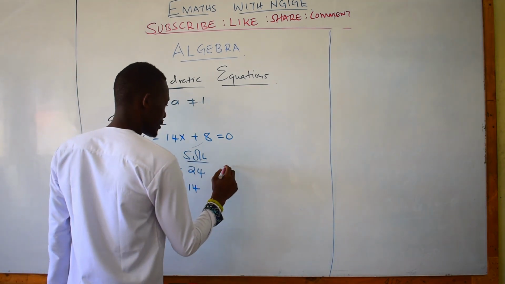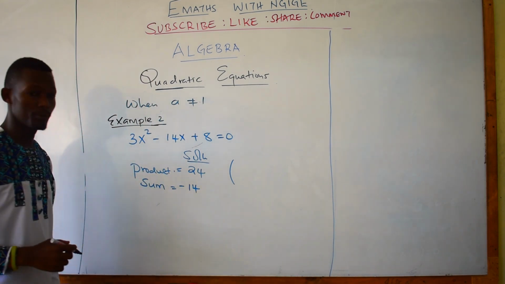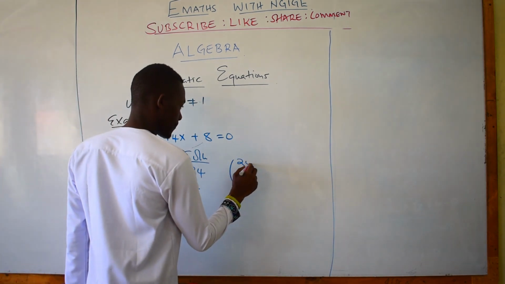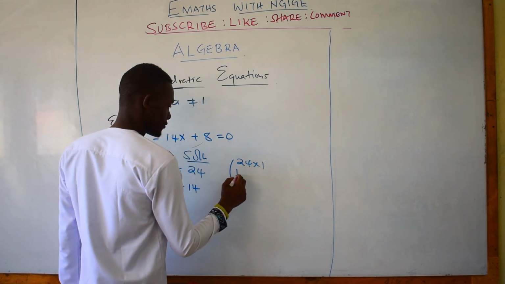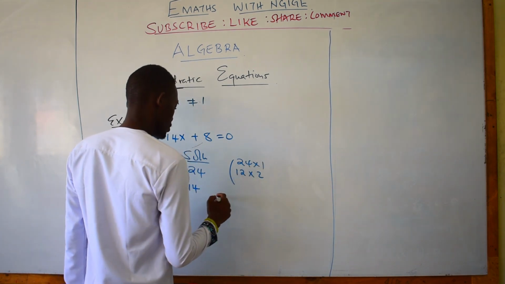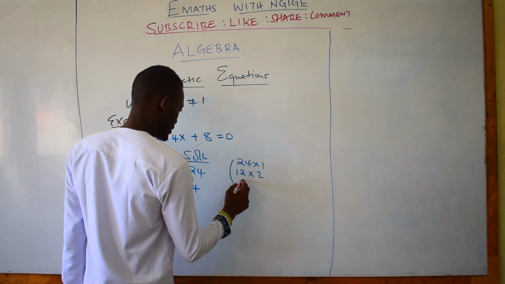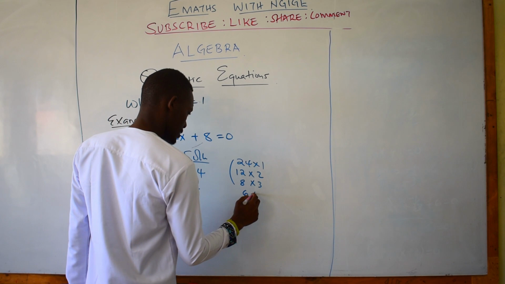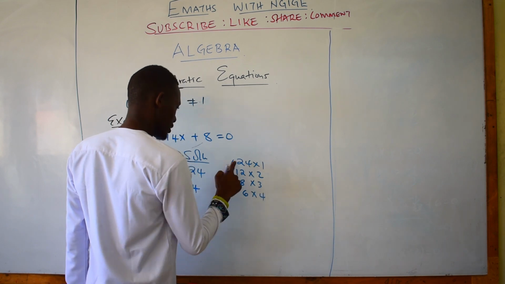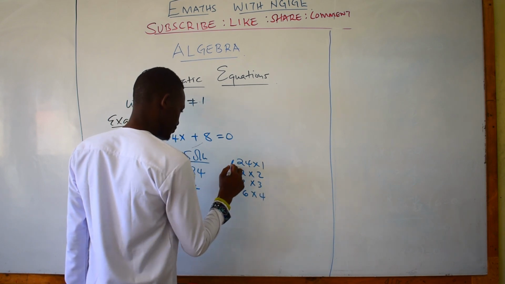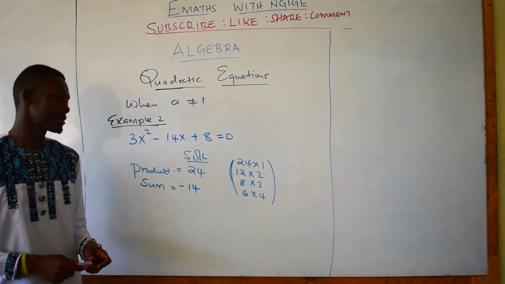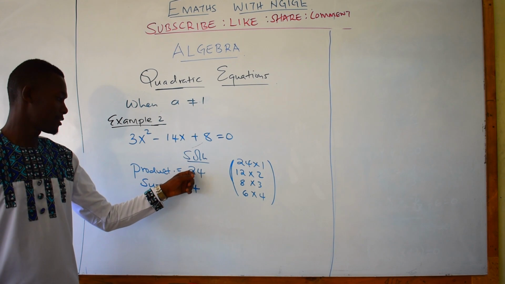Now, let's take the multiples of 24. So the first one is 24 times 1. We have 12 times 2. We have 8 times 3. We also have 6 times 4. Now we take these terms and see which one will satisfy these two.